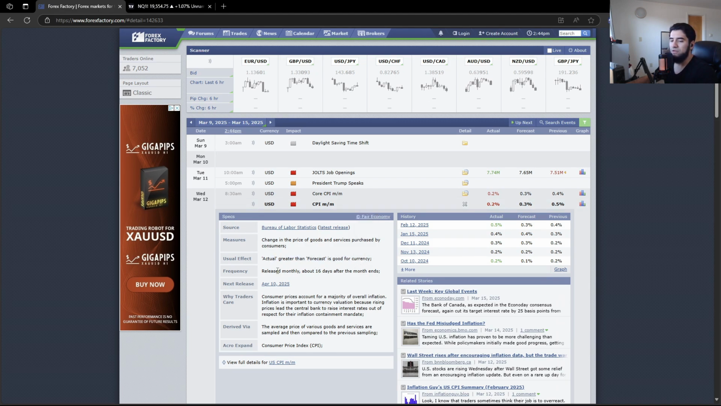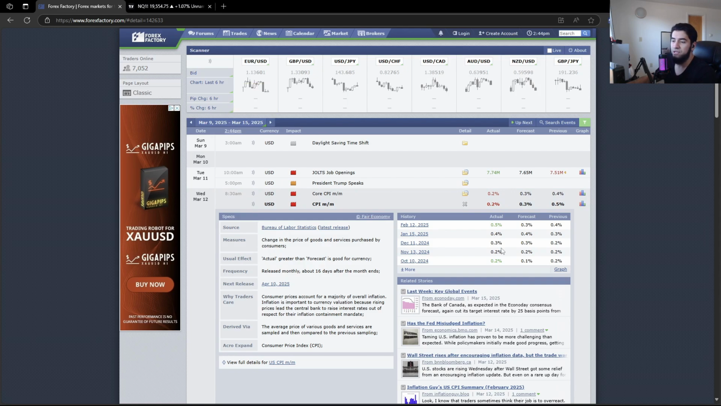CPI is measuring inflation. So if the actual is greater than the forecast, meaning inflation is higher, then it would be good for the currency, but it would be bad for the stocks. It would be bad for the S&P and the Nasdaq. In this case, the actual came out lower, at 0.2%, than the forecast of 0.3. So that means this is bad for the currency, but it's good for the indices like the S&P and the Nasdaq.